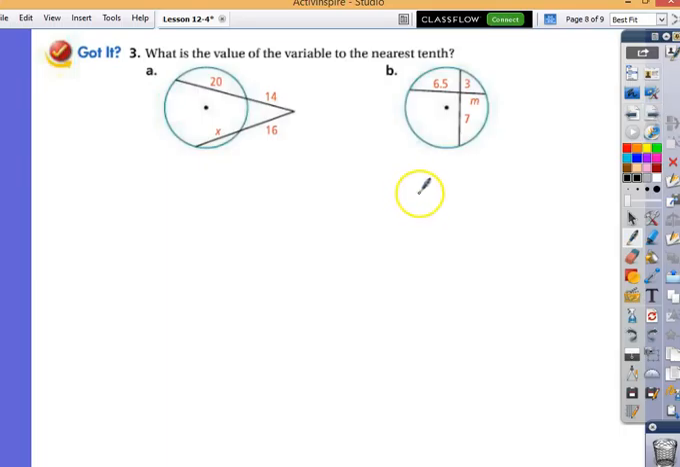Alrighty. Here you go. Here's 2 problems. I want you to do A and then stop, and we'll talk about A. And then we'll do B. And I'll give you a hint. In B, you're not adding anything. But in A, you've got to add some stuff to get lengths of lines.